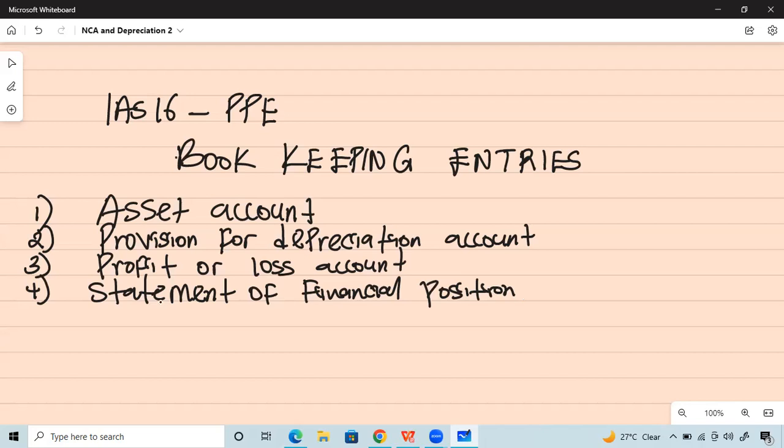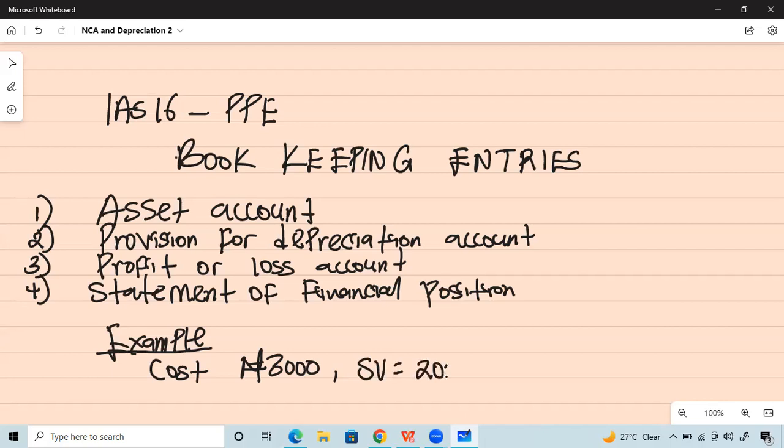Just like in example one, there's a certain asset whose cost is 3,000 naira. It has a scrap value of 200 naira, and the number of years is 4 years.